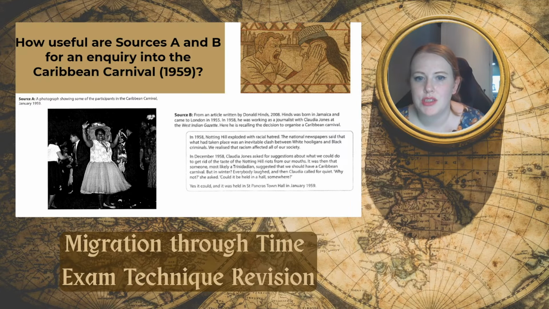Now I'm going to flip back to this slide here: how useful are sources A and B for an inquiry into the Caribbean Carnival. So you've got source A and source B there. You should already have a paragraph for source B, but take another 5 minutes now to have a look at source A and see if you can write me a paragraph for that one as well. Give yourself another 5 minutes, approximately how long you would have in an exam, and I'll meet you back here in a second.